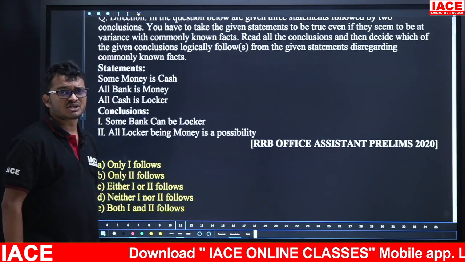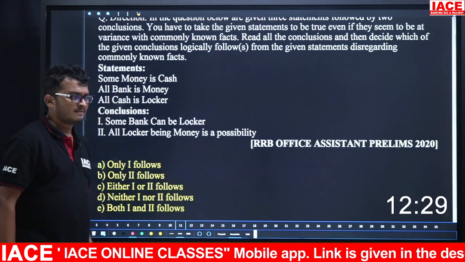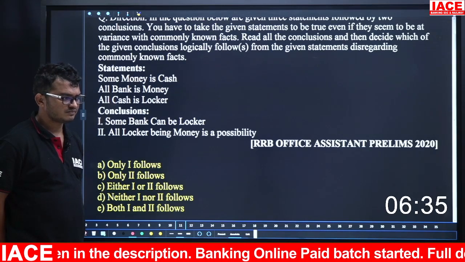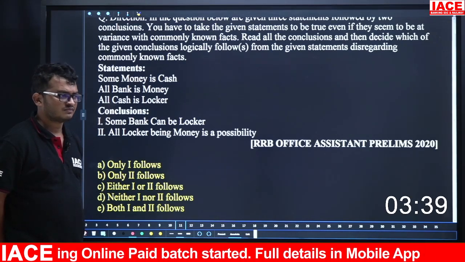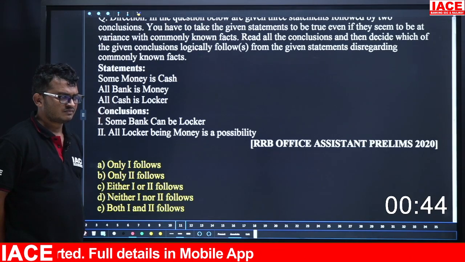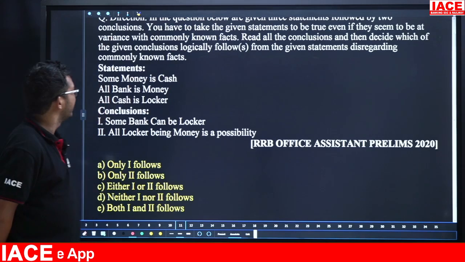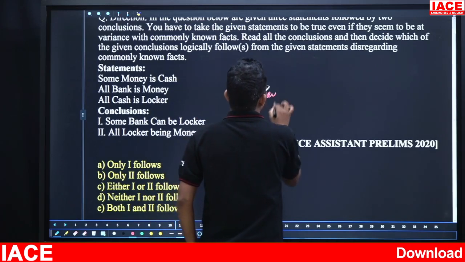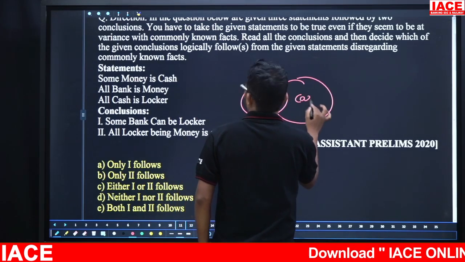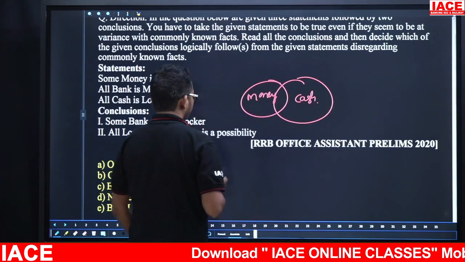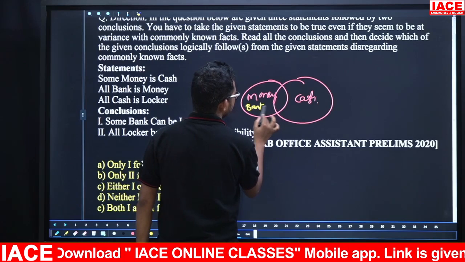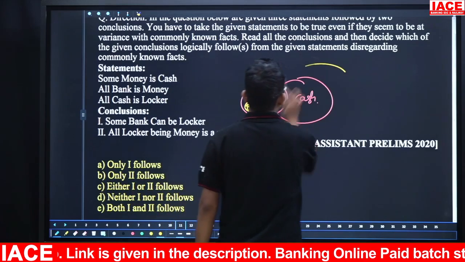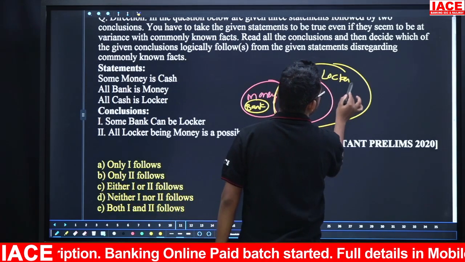Take next question. Your time starts now. Yes, time up. Here the given statements are: some money is a cash. Friends, take here money: some part of money is a cash. Next one, all bank is a money. Next one, all cash is a locker. So these are the given statements.